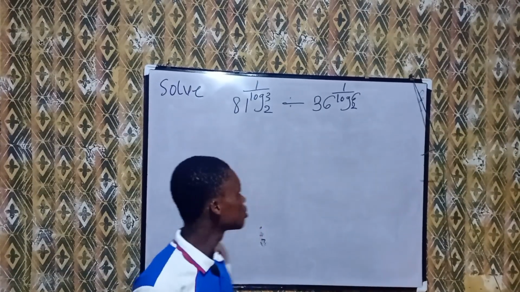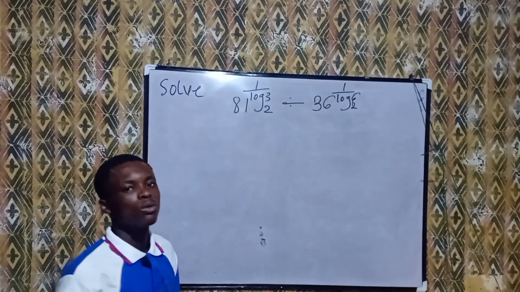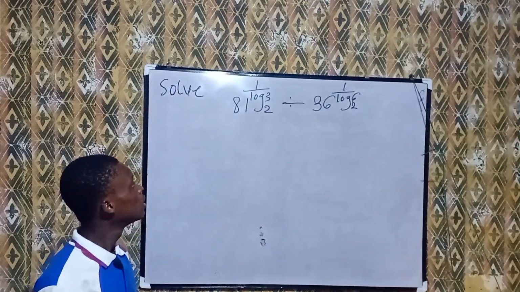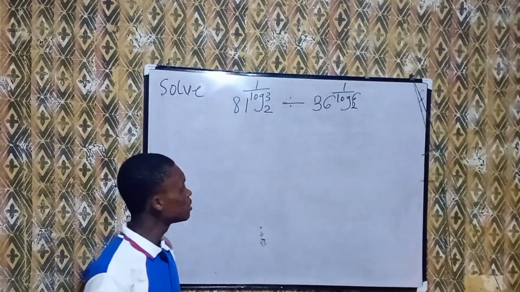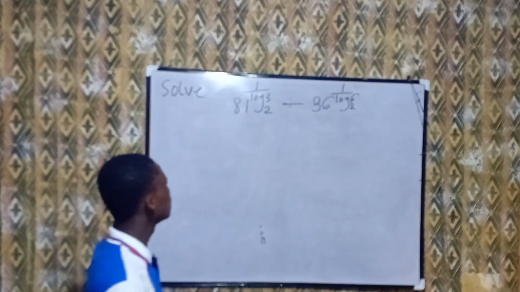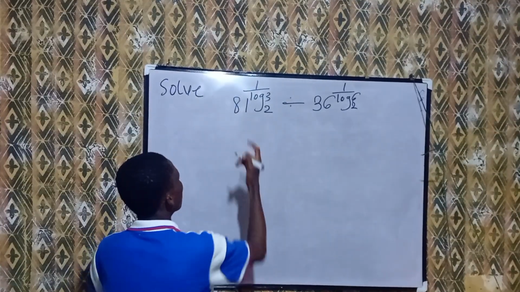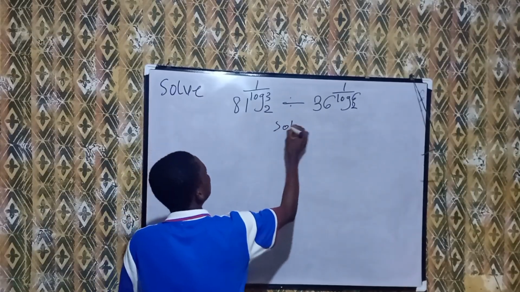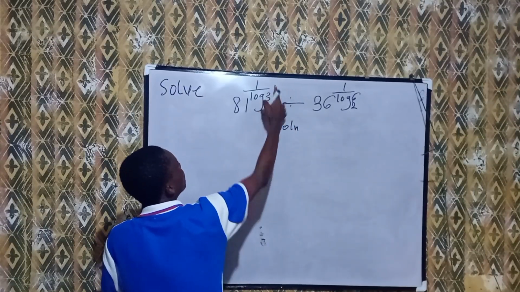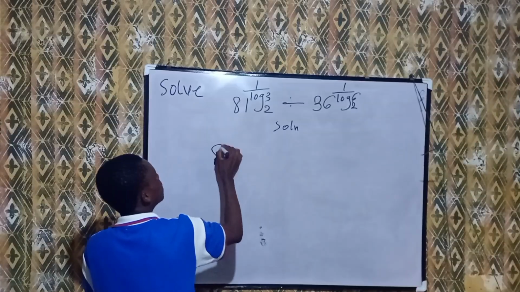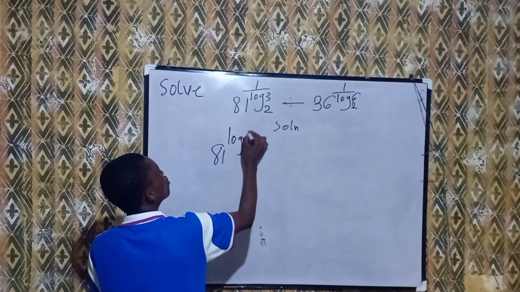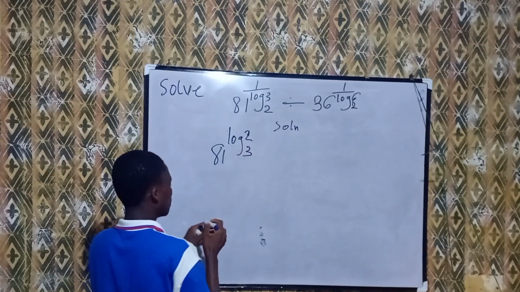Our task today is to solve this nice looking logarithm equation, or logarithm problem. Now, if you look at this problem very well, you will see that this place here can be written as 81 raised to the power of log 2 base 3.